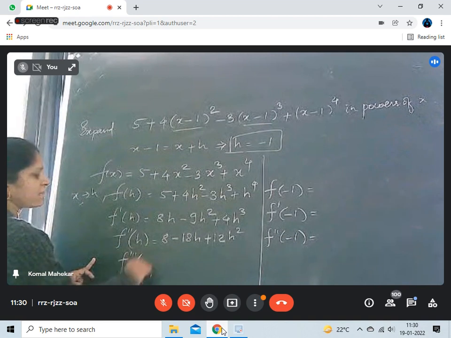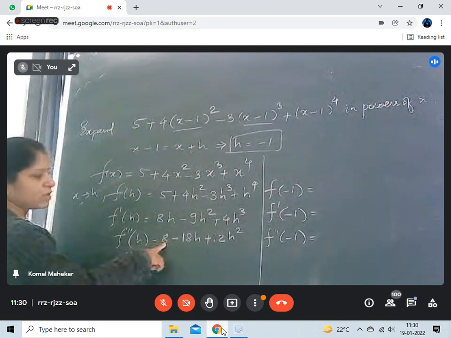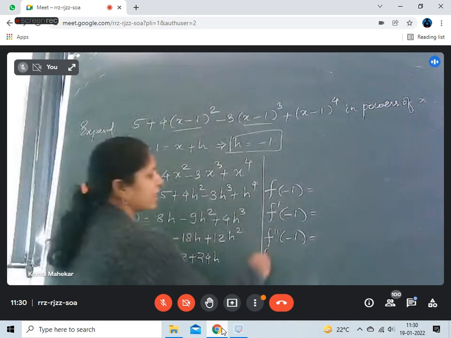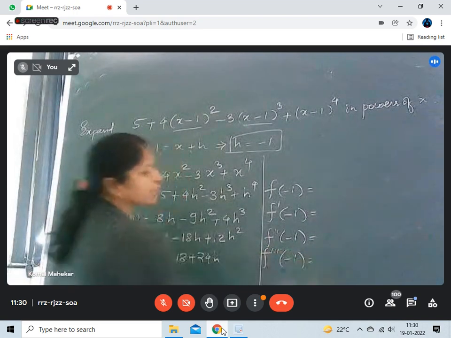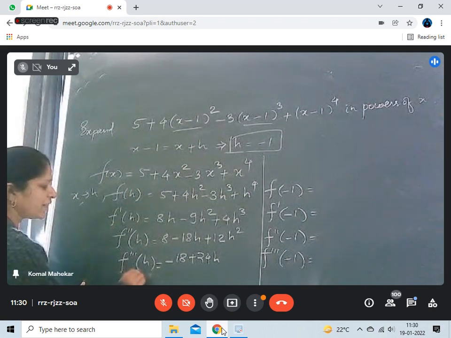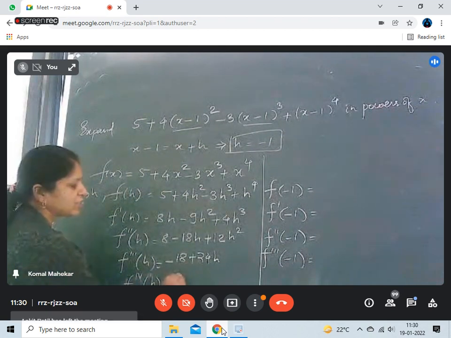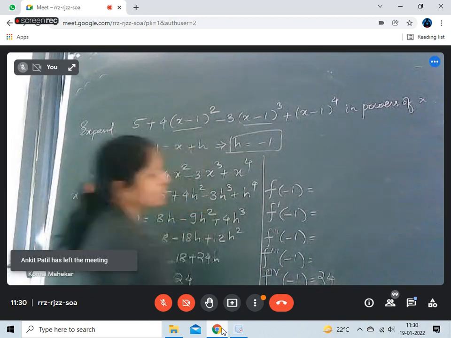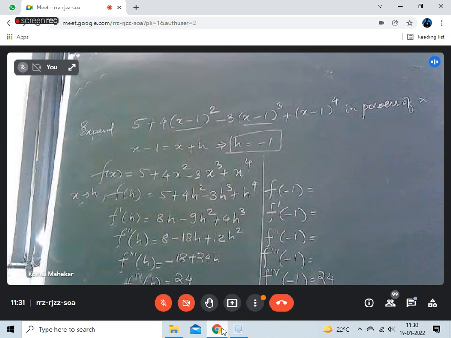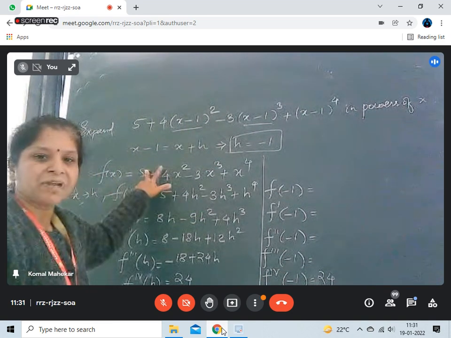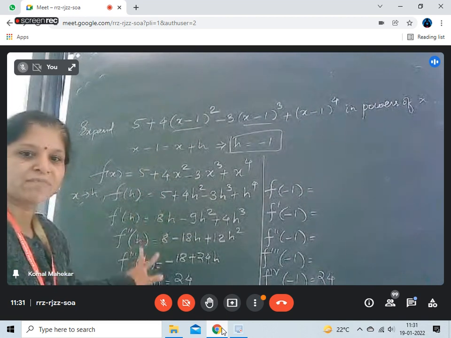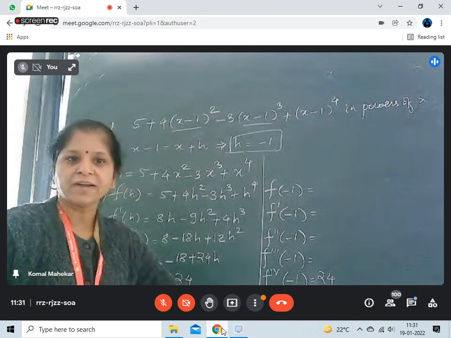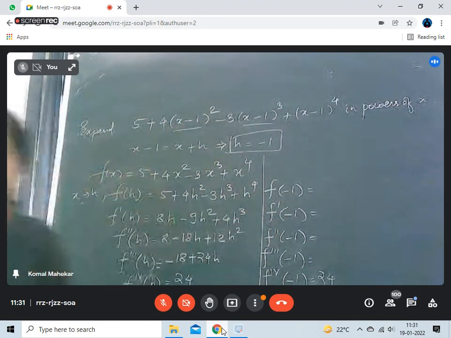F triple dash of h, for this it is 0 minus 18 plus 24h. Third derivative at h equal to minus 1. Next, fourth derivative, that is 24, and fourth derivative value at minus 1 is again 24. So after identifying x, writing the function in terms of x, you can write function in terms of h, find out the function value and its derivatives correctly, and then substitute in the formula. Okay?